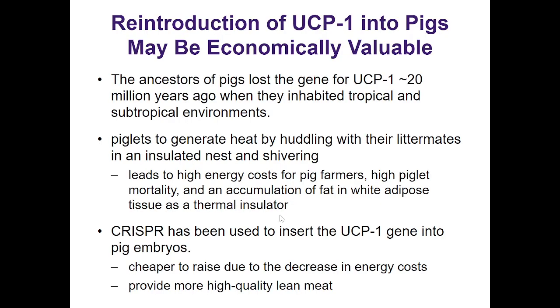So the ancestors of pigs have actually lost the gene for UCP1 about 20 million years ago when they inhabited tropical and subtropical environments. Piglets tend to generate heat by huddling with their litter mates in an insulated nest and shivering.